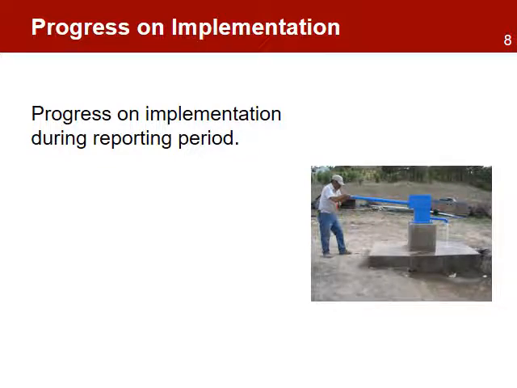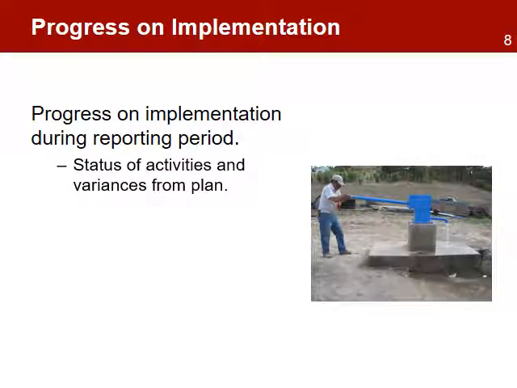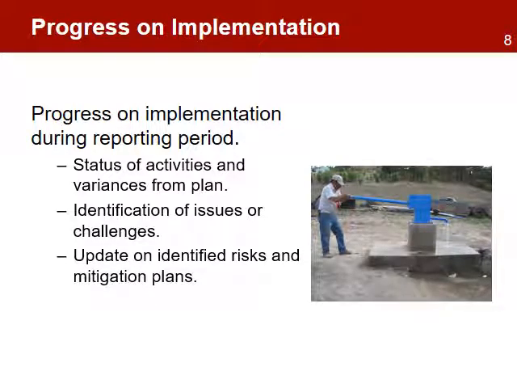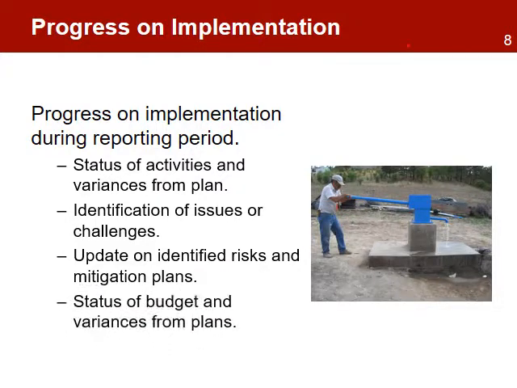Progress on implementation includes status of the key activities undertaken during the reporting period and any variances from plans, the identification of issues and challenges and other factors that are affecting the implementation, an update on the identified risks and mitigation plans. This can include the identification of new risks that can have an impact on the project, a status on the budget and any variances from plans, including currency fluctuations and other financial factors that are affecting the approved budget.